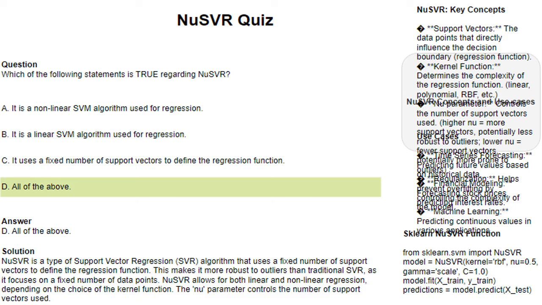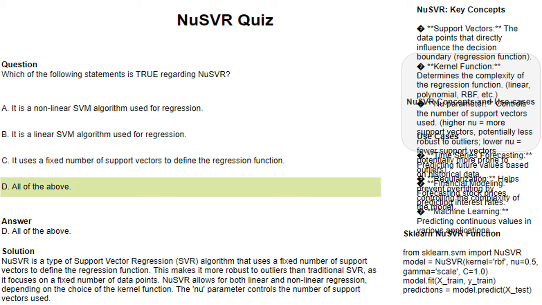This statement is true. NuSVR is a type of support vector regression (SVR) algorithm, which can be linear or nonlinear depending on the choice of the kernel function. It is used for regression tasks, aiming to find the best fit line that minimizes the errors between predictions and actual values. A. It is a nonlinear SVM algorithm used for regression. This statement is also true.